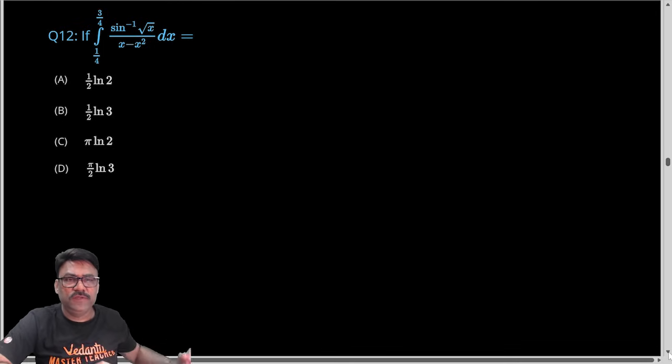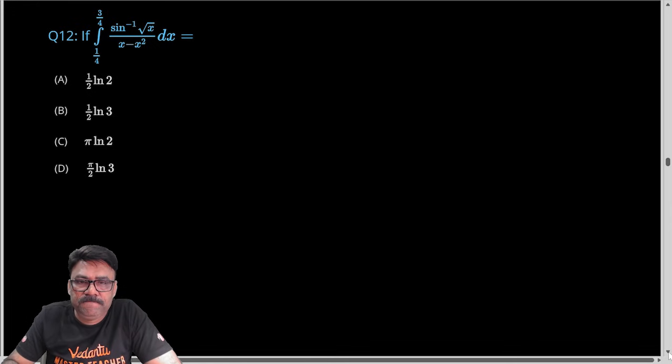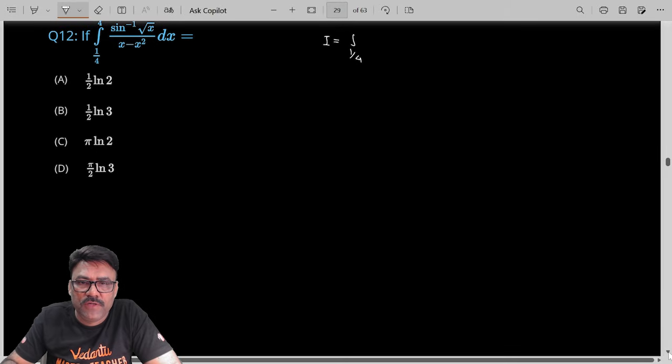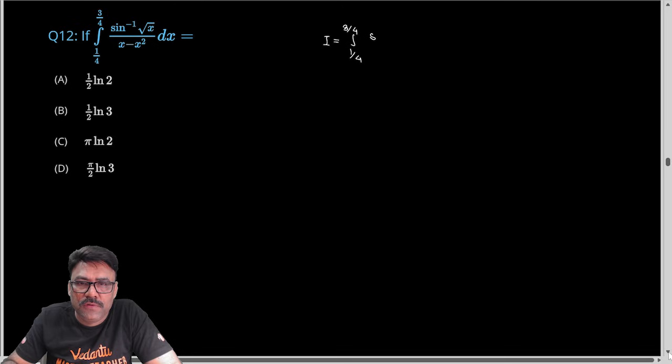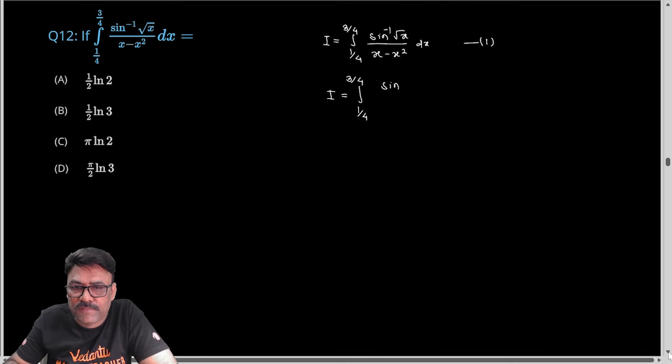See this question now, this is based on definite integration. So you are given an integral here, from 1 by 4 to 3 by 4, sine inverse root x over x minus x squared dx. Suppose it is I. If I use King's property here, King's property means I am replacing x with 1 minus x. So it is 1 by 4 to 3 by 4. Sum of limits is 1 here. So I can replace x with 1 minus x.